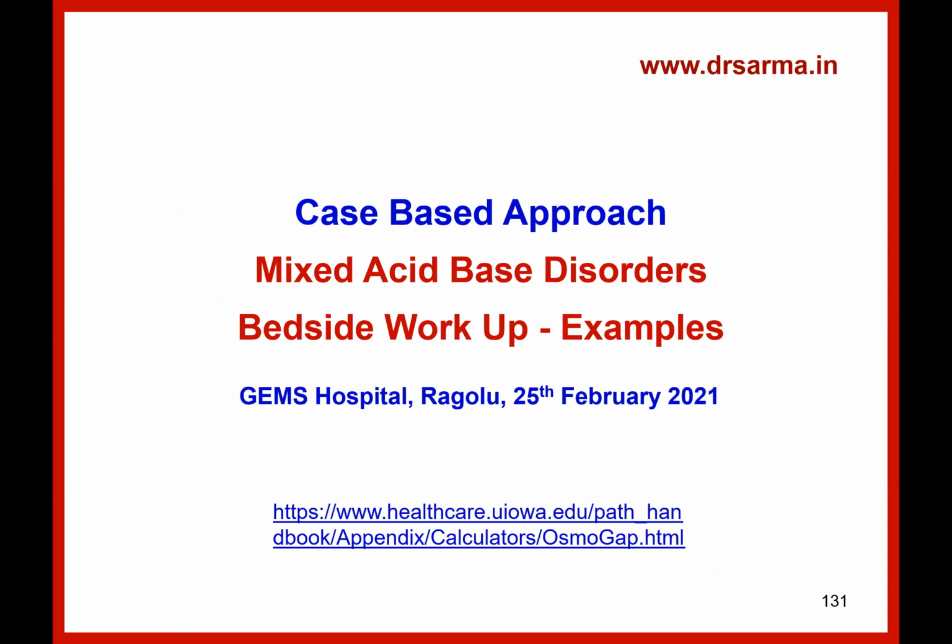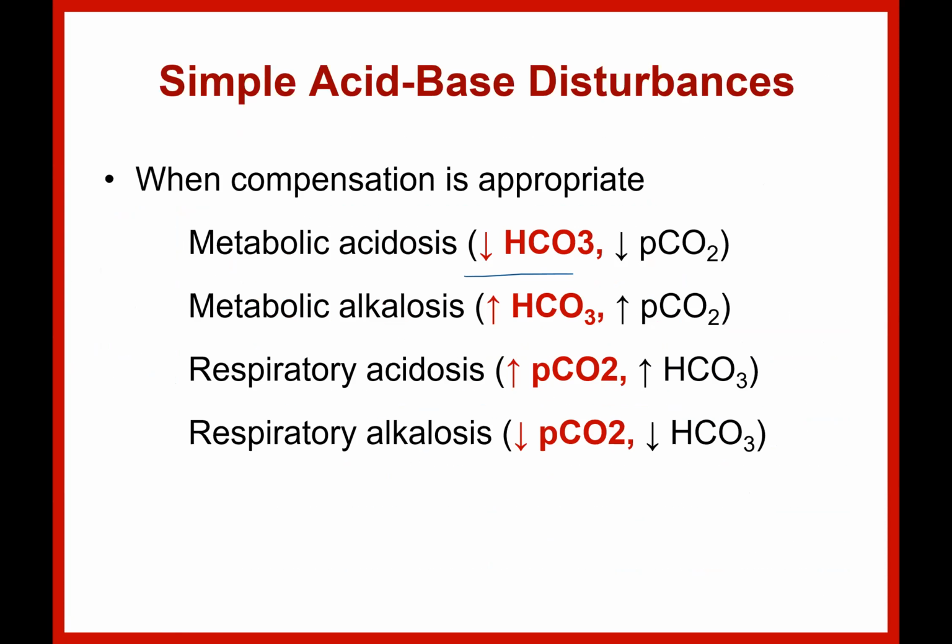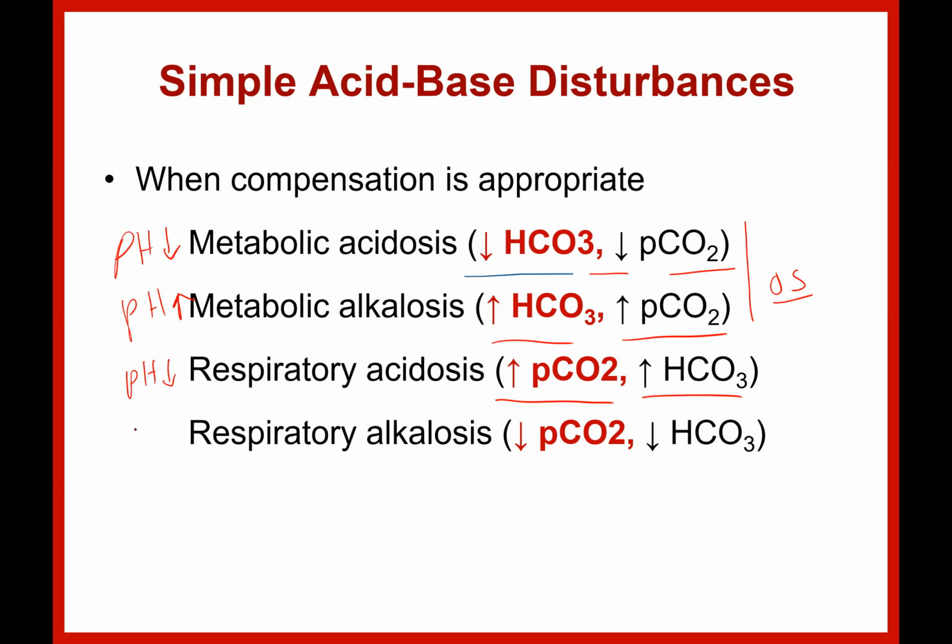So we are going to take a case-based approach to mixed acid-base disorders. This slide is very familiar to you, wherein you know that in metabolic acidosis the primary abnormality is that pH is down, bicarbonate is down, and then the secondary variable also is down. Likewise, in metabolic alkalosis the pH is up, so the bicarbonate is up as well as the PCO2 up. In respiratory acidosis, the pH is down, of course, but the primary variable is up and the secondary variable is also up. They are opposite in direction.